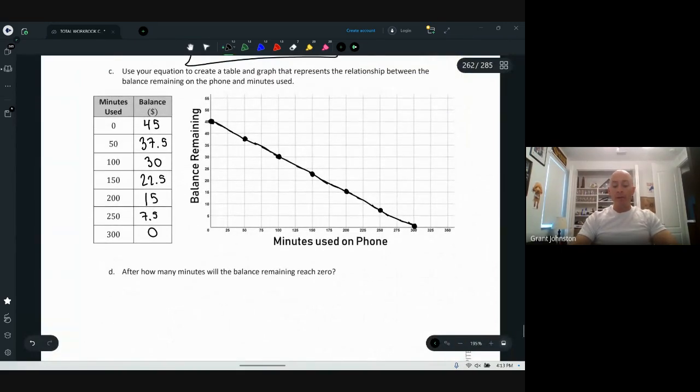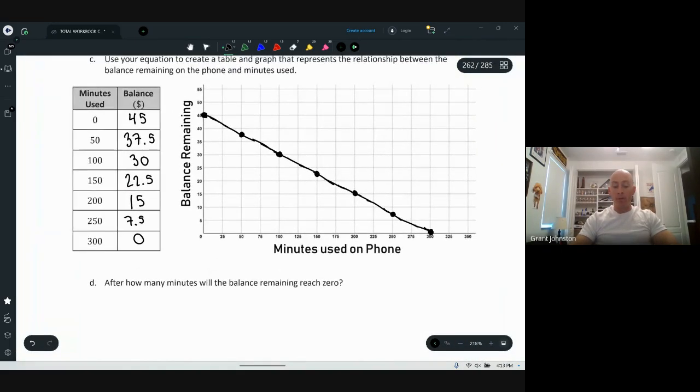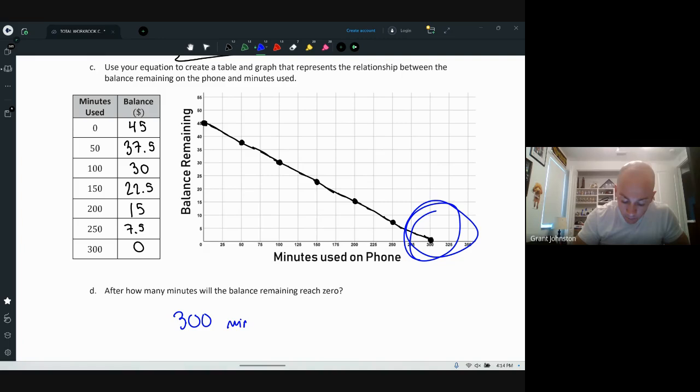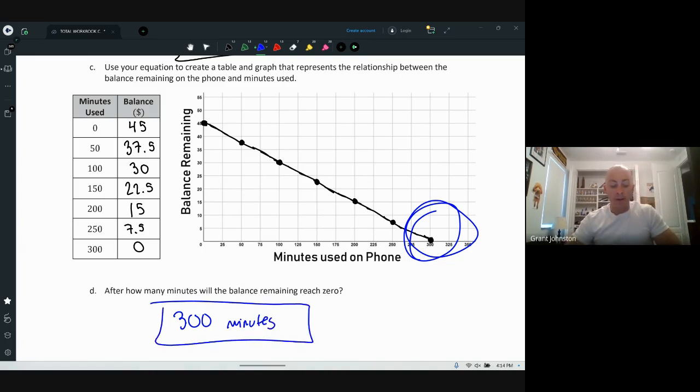So D asks, after how many minutes will the balance remaining reach 0? Now you could use the equation, substitute 0 in for Y and try to solve for X, but I mean, just look at the graph right there. That's when it's going to be 0. Minutes used on phone, 300 minutes. That's when the balance is going to be 0. Actually, I didn't even need to look at the graph. I can see it on the table too. At 300 minutes, it's going to be 0.